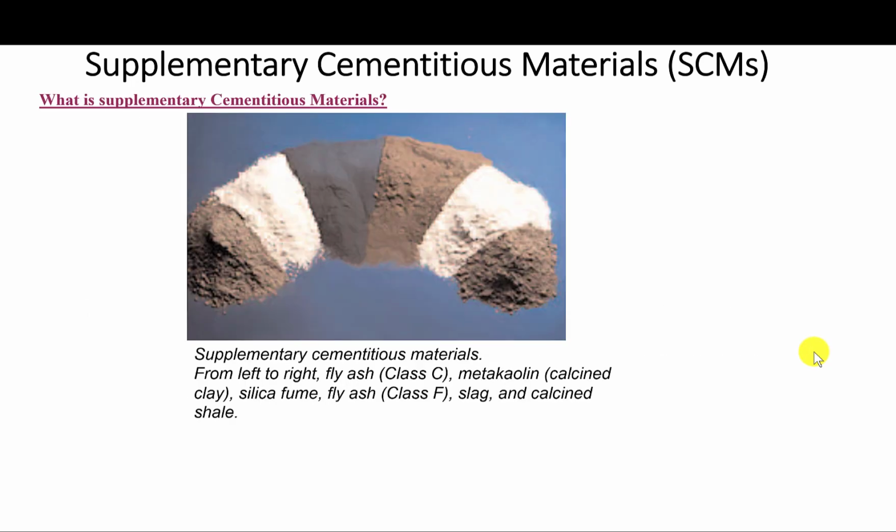So here's just a photo. It shows some of the mineral admixtures commonly used in the concrete industry. From left to right, as you can see here, we have the fly ash, class C, the metakaolin, which is the calcined clay basically, silica fume, fly ash, this is class F fly ash, slag, and the calcined shale, just to give you an idea how these materials look.